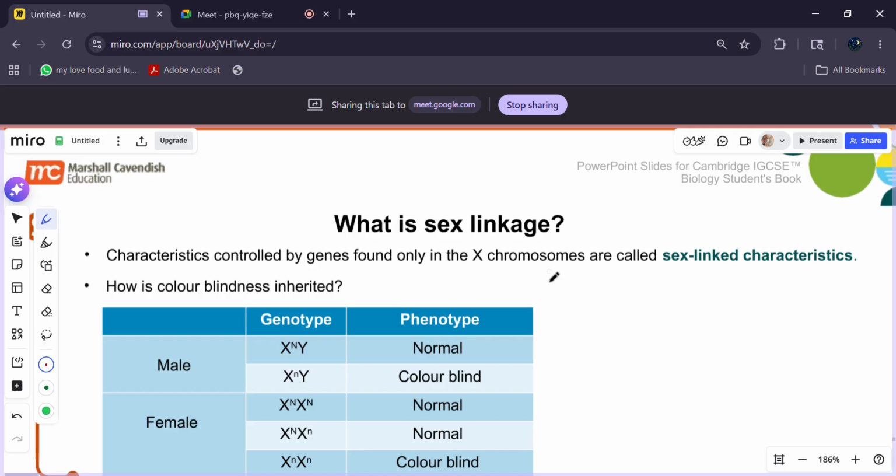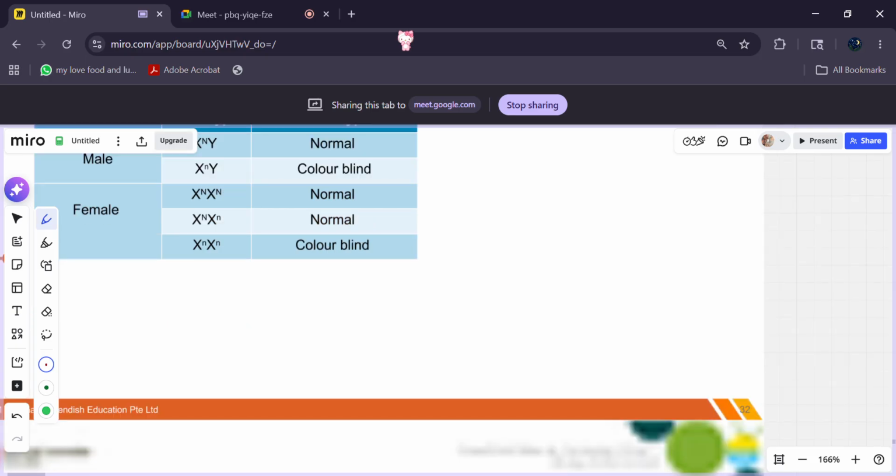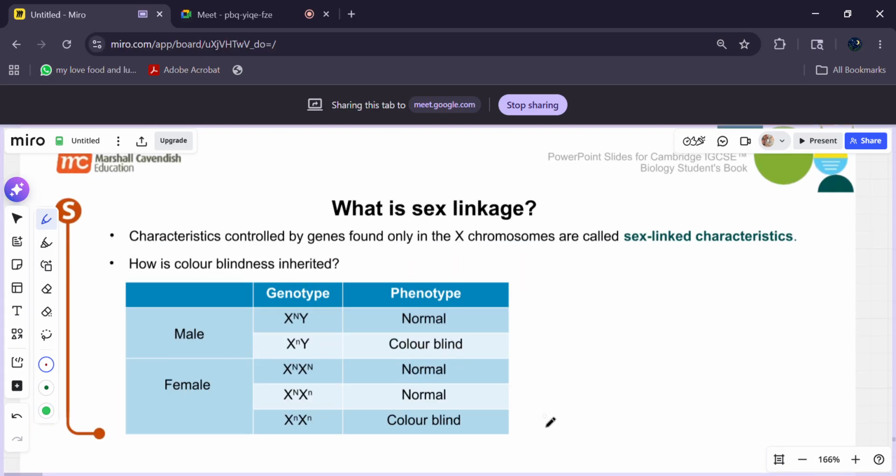And how is color blindness inherited? The gene for color blindness has two alleles. The allele for normal eyesight is dominant to the allele for color blindness, but since the male only has one X chromosome in his cells, he only needs to have one recessive allele to be colorblind. The female needs to have two recessive alleles to be colorblind. That's why the chance of a male having color blindness is higher than a female.